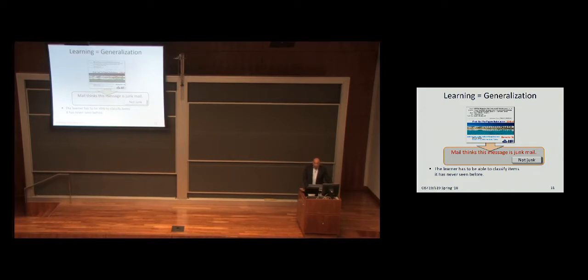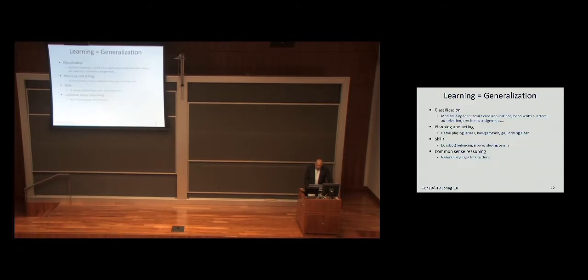And the learner has to be able to classify items it has never seen before. That's the key thing. So we have to be able to learn a model in such a way that it generalizes to instances it has never seen before. And this is the case everywhere.